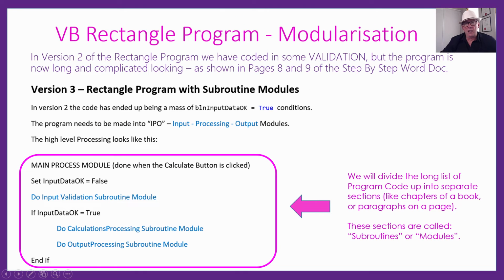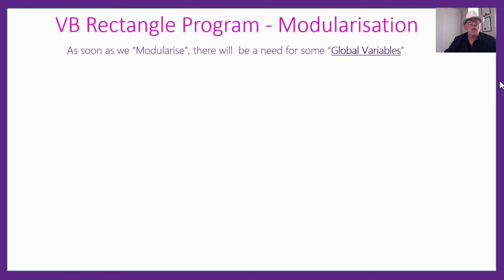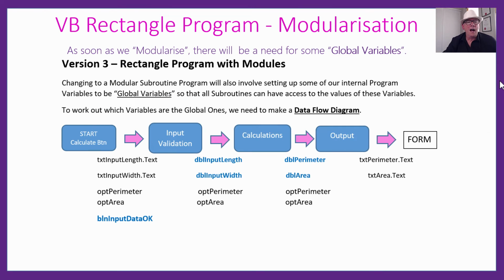Okay, so dividing it up like this is called making subroutines or submodules. Now, as soon as we modularize, we're going to need some global variables. This is something new in this lesson and might be a bit tricky to get your head around the first time we do it. But just try a bit at a time to understand. And by two more lessons from now, you'll just be going, oh, global variables, yeah, sure, that's easy. But this won't be easy the first time, I can tell you.